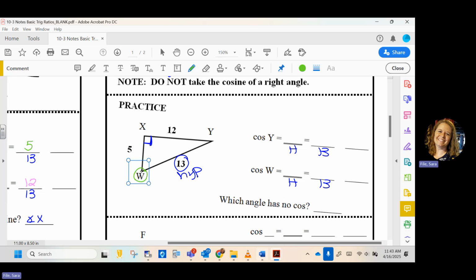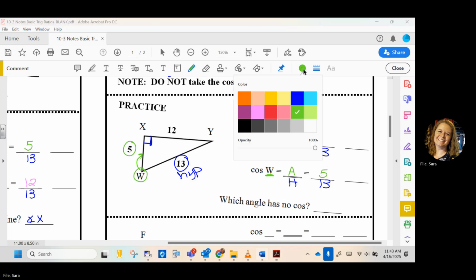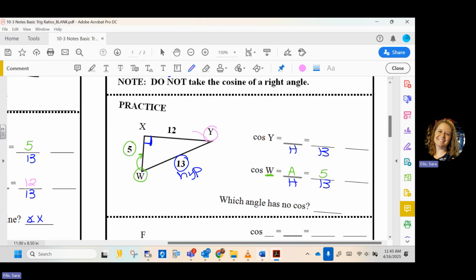Over hypotenuse. Okay, so I want the adjacent side. Oops, I circled angle W first, so I'll do W first. Adjacent to W is this leg that's 5. So adjacent to W is the 5. Adjacent to Y is 12. So again, it matters which of the acute angles you're measuring from when you get your ratio. Cosine of Y is not the same as cosine of W because they're adjacent to different sides.